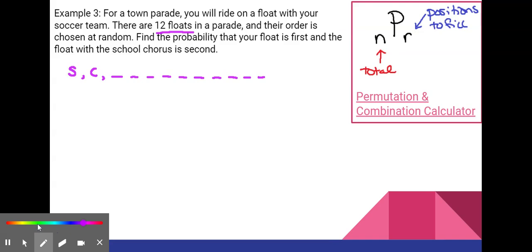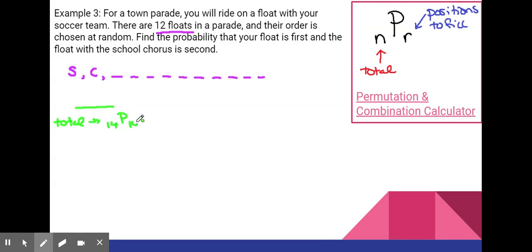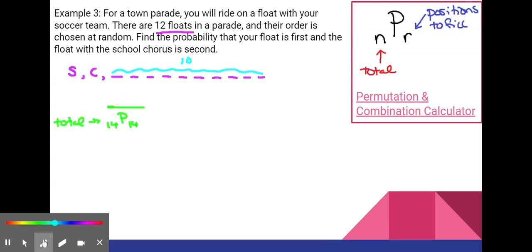So the way Mr. Garcia showed you, which is a completely valid way, is our probability is going to be made up of a fraction. The total is going to be 14 pick 14, right? I can have 14 floats picked 14 different ways. But I'm trying to force a certain way to happen. I'm trying to force soccer team first and the chorus second. So by forcing that, that means two positions were already taken. And we're left with these 10 then, right? There's 10 left here. So then we would have, oh, I'm sorry, and it's not 14, it's 12.